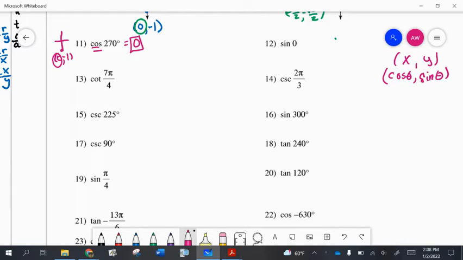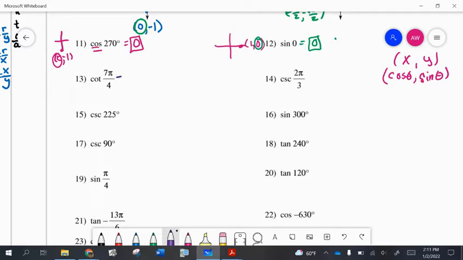Okay, what about the sine of 0? That's also a quadrantal angle. So that's in standard position right here. I know my coordinates are (1, 0). This time they want the sine. Sine is my y value on the unit circle. So I'm going to grab the y value, and the sine of 0 is 0.